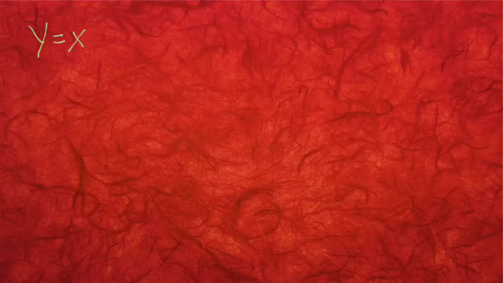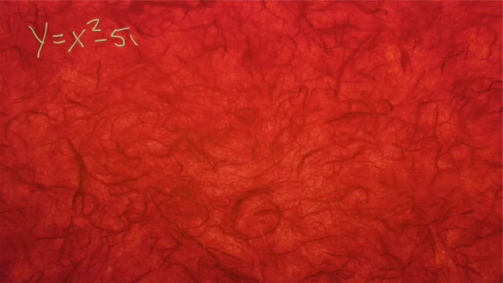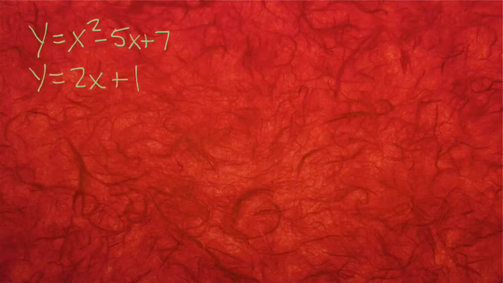So one equation might be, let's change colors here, y equals x squared minus 5x plus 7. And then one might be y equals 2x plus 1. Okay, and what you would do is, given that those two, again, notice how both of them are set equal to y.